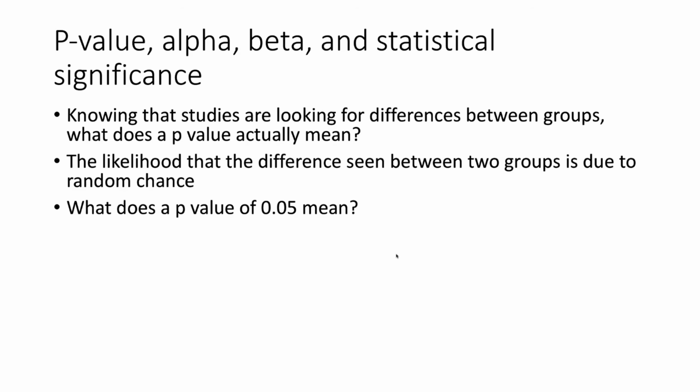Does that make sense? So a p-value of 0.05, as Hannah pointed out, says there's a 0.05 chance, meaning a 5% chance, that the difference seen between 2 groups is due to random chance, as opposed to a 95% chance that the 2 groups are actually different. The difference is actually real and not random.